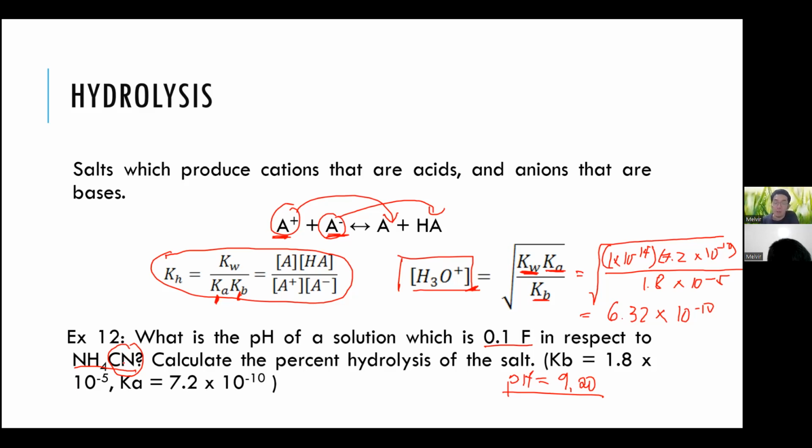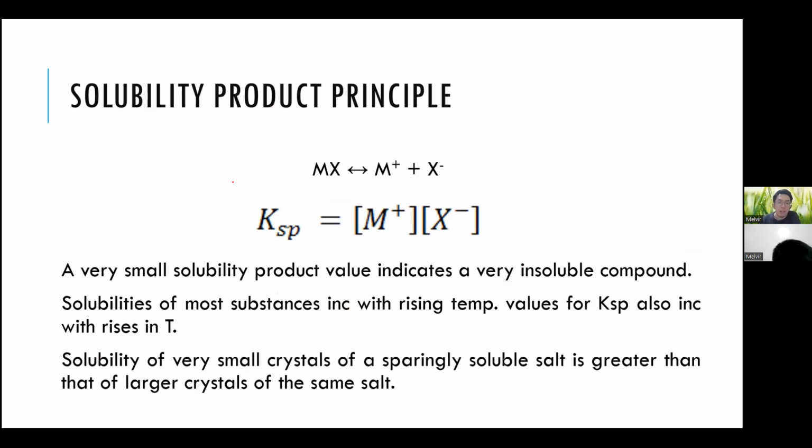So cyanide yung mas parang nangibabaw diyan, no? So yung pH mo ngayon ay 9.20. Okay, so just remember this equation. Pag mga salts na both yung cation niya ay magiging acid at ang anion niya ay magiging base. Okay? So, this one, siguro dito tayo magtatapos.